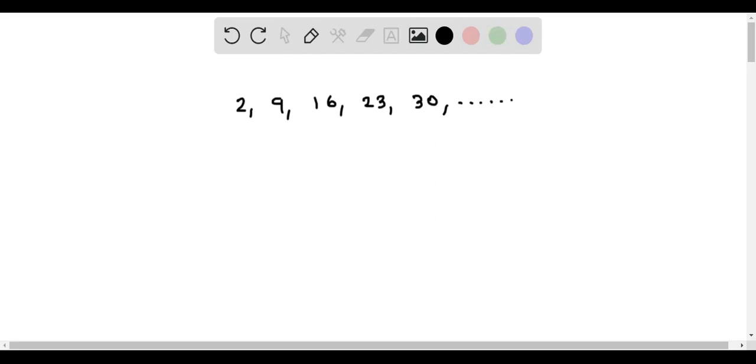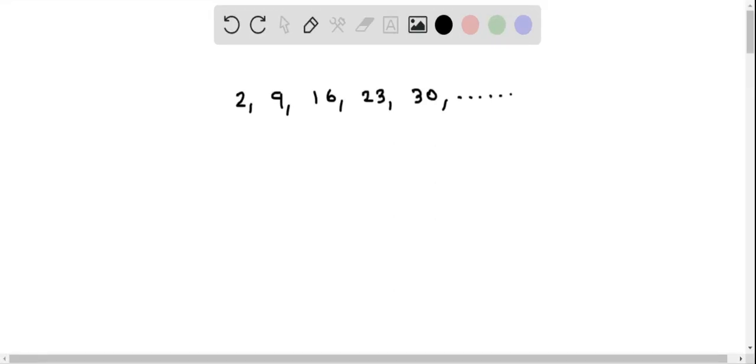Okay, we answer the first question. That is, we should show that the sequence is arithmetic. We say that a sequence is arithmetic when the difference between any two consecutive terms is constant, or it is the same for all the differences. So let's check that.